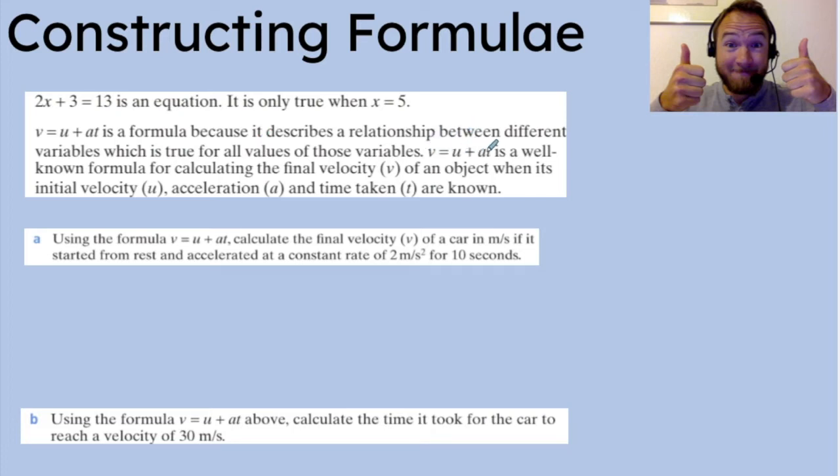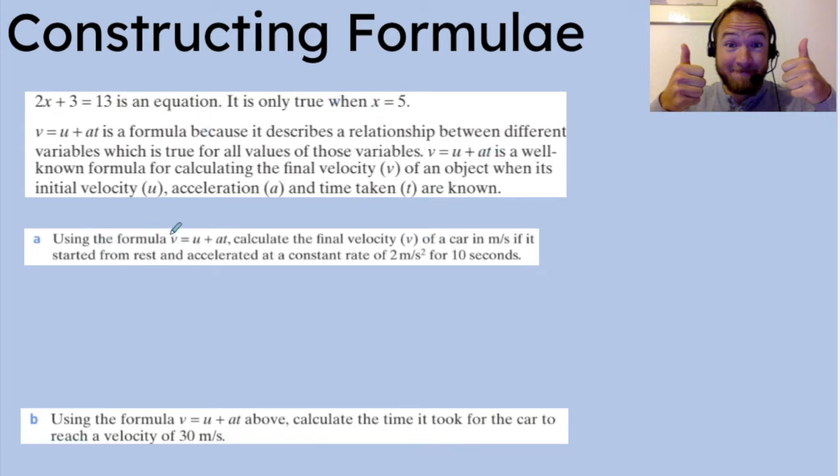V equals u plus at is a well-known formula for calculating the final velocity of an object when its initial velocity, u, acceleration, a, and time taken, t, are known. The difference is, if we have an equation, it only has one answer. A formula, we can plug different information into it.